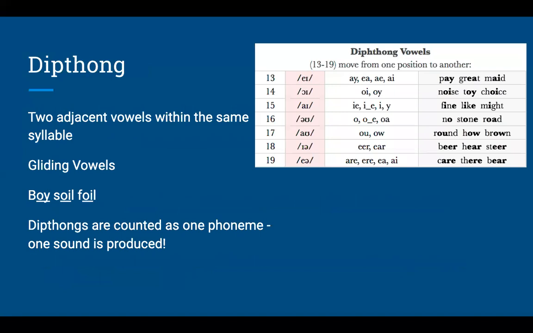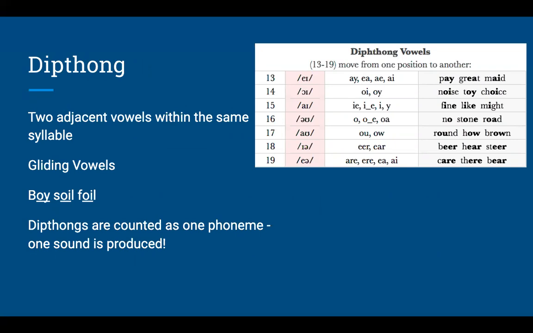And then diphthong vowels. Just like with consonant blends, where we outwardly hear both consonants, with vowels we have something called a diphthong, where two adjacent vowels glide together and we outwardly hear a different sound come together to produce it. So diphthongs are counted as one phoneme. One sound is produced, but it's more than one vowel coming together.